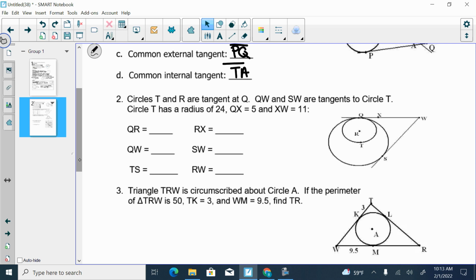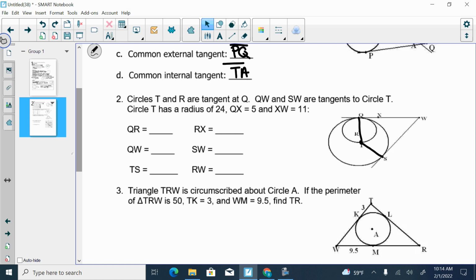Okay. So it says circles T and R are tangent at point Q. QW and SW are tangent to circle T. Circle T has a radius of 24, QX is 5, and XW is 11. So we're going to go in and label the pieces that they actually gave us. First they said that circle T has a radius of 24. Well, a radius goes from the center of the circle all the way to where? The edge, okay? So all of that is 24.